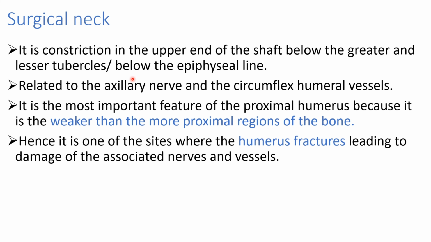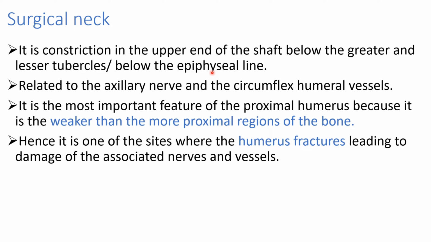Then we have the surgical neck. This is a constriction in the upper end of the shaft below the greater and lesser tubercles. So the surgical neck is found below the greater and lesser tubercles, that is below the epiphyseal line or the epiphysis of the humerus bone, and it is related to the axillary nerve and the circumflex humeral bone.